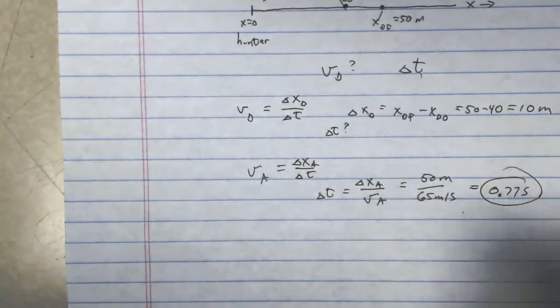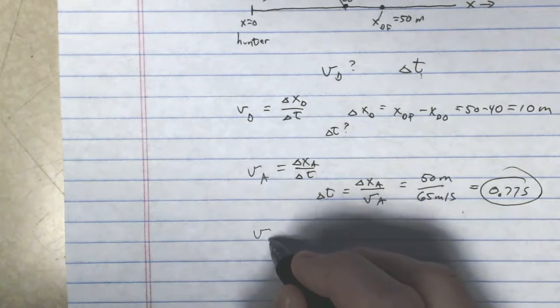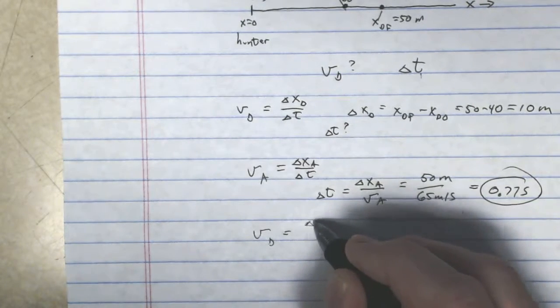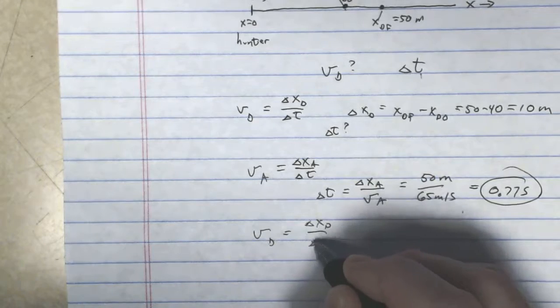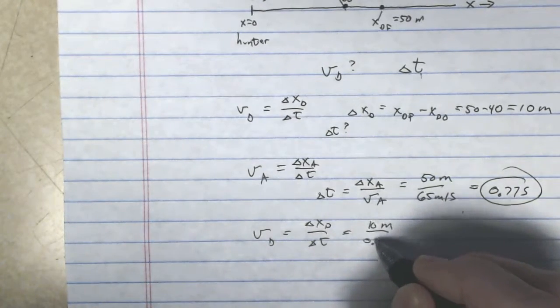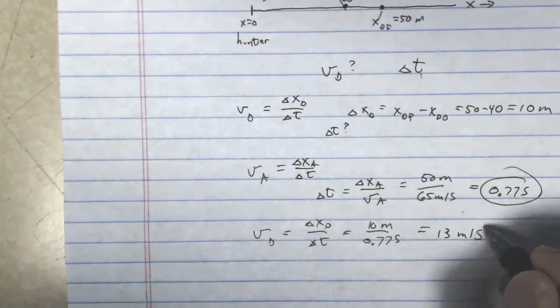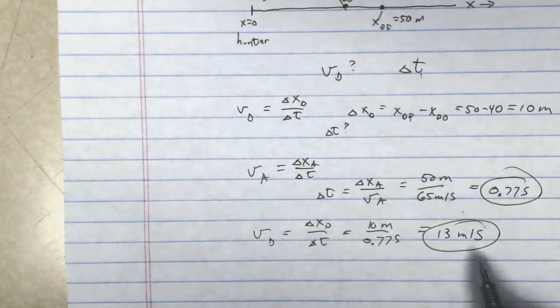Okay. Now that we've got the delta t, we can go back up to the velocity of the deer and say the velocity of the deer is the change in position of the deer divided by delta t, which is 10 meters, divided by 0.77 seconds, or 13 meters per second. And that's the answer for the velocity of the deer.